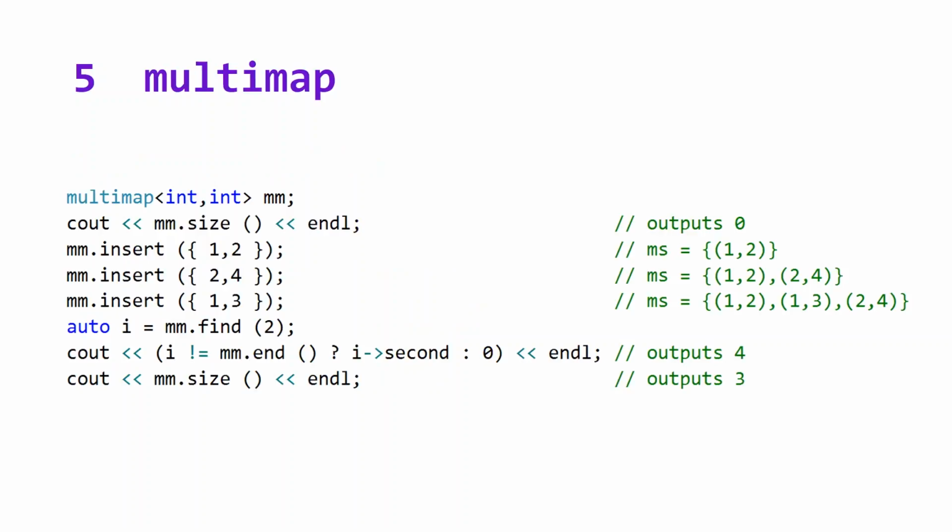Taking a look at our code example, we declare our multimap where both the key and the value are integers. At this point, the size is 0. We then insert into the multimap 3 pairs: 1, 2; 2, 4; and 1, 3. We then call the find method looking for the key 2. Because that exists, our second last line will output the value 4, and our final call to size will output 3.